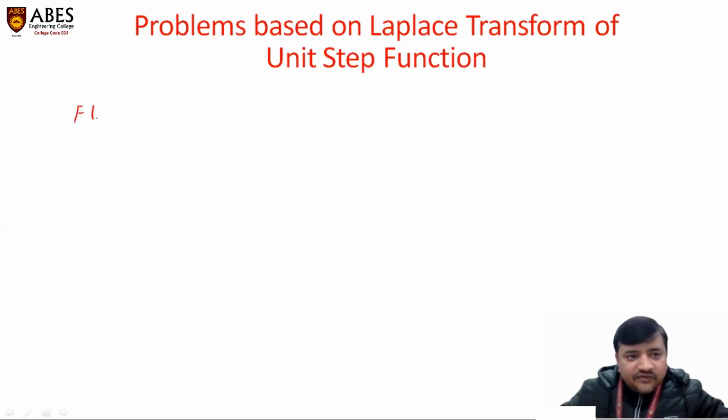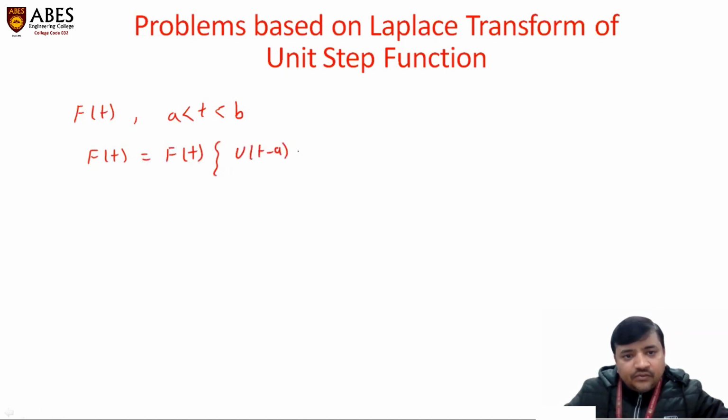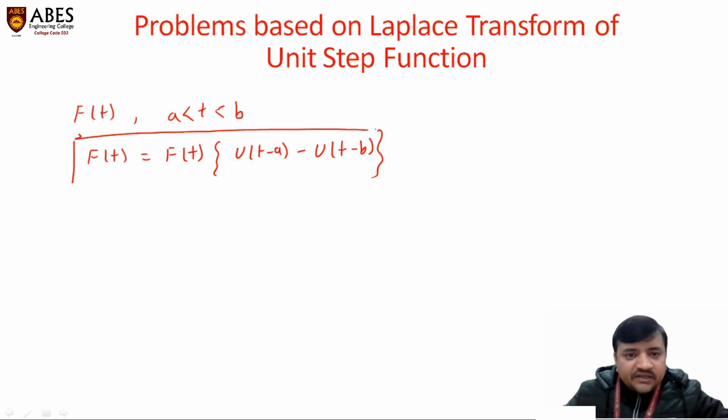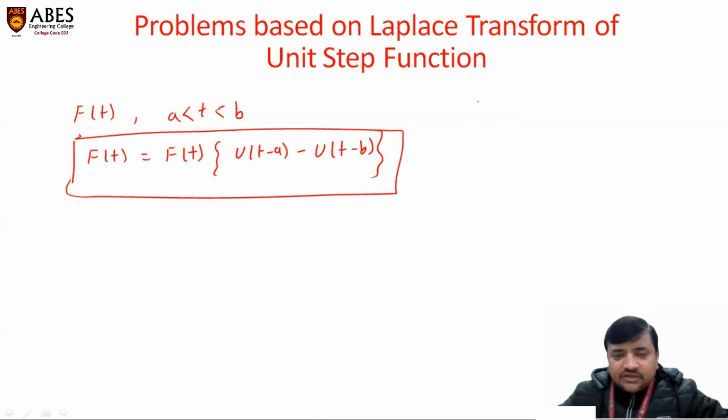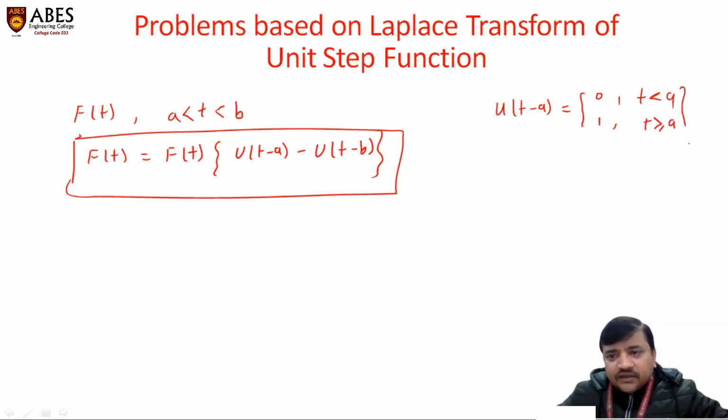For example, if the function f(t) is defined in the interval a to b, then this function f(t) may be written as f(t) into [u(t minus a) minus u(t minus b)]. So this is the way to write the given function f(t), which was defined in the interval a to b, in terms of unit step function. That is, we understand the definition of a unit step function u(t minus a) as its value is 0 when t is smaller than a and 1 when t is greater than or equal to a.